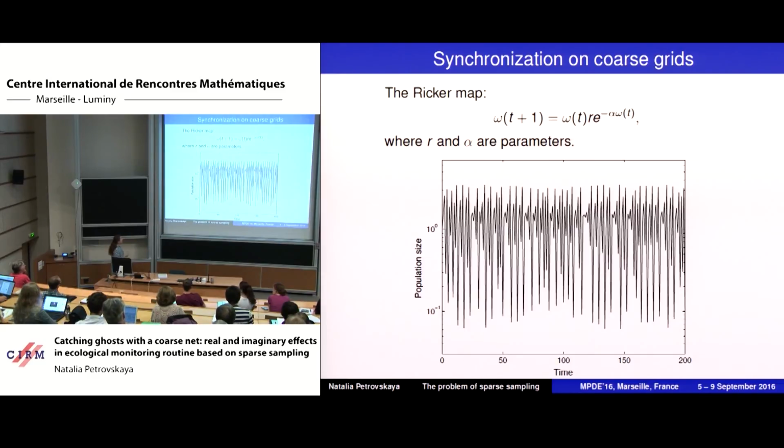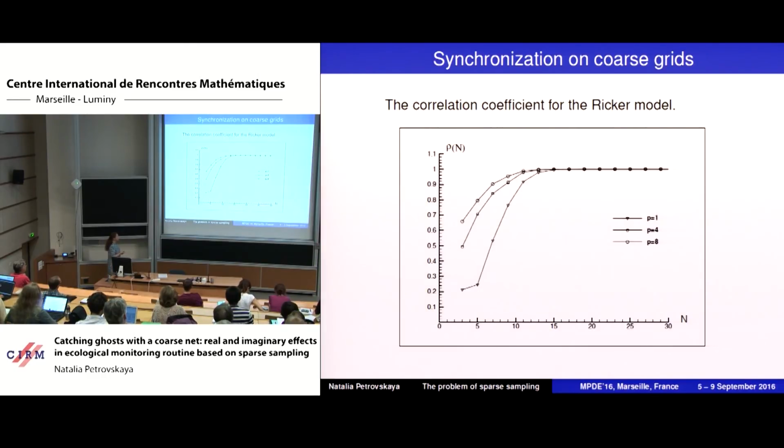Then we changed the temporal component of our density distribution, and considered something more sophisticated, the Ricker map, and we could see that actually the problem is just with the spatial component, because the results were the same. Again, we have a coarse grid, we don't resolve our spatial distribution, and we have something wrong. Then we increase the number of grid points, and we have a correct answer.